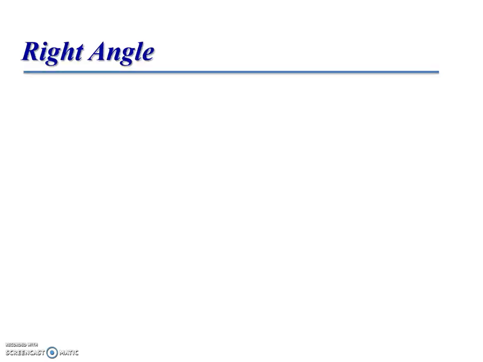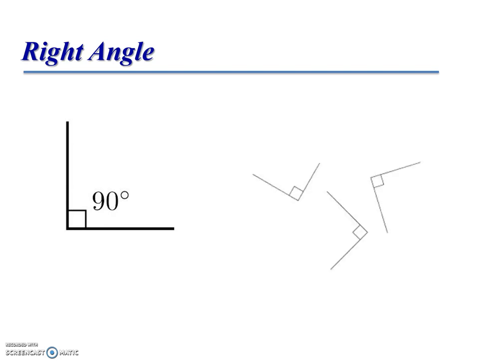Now, what is a right angle? Very good. A right angle is an angle that makes up 90 degrees, and it's very easy to identify right angles because most of the time there is a symbol of a square put exactly at the center, so that you can identify that it is a right angle.